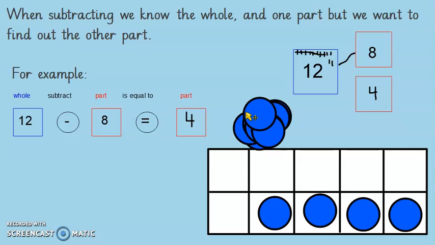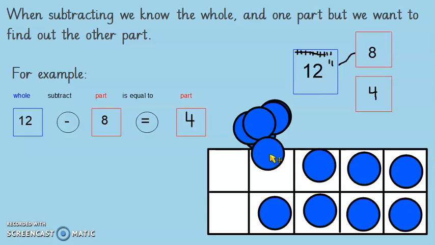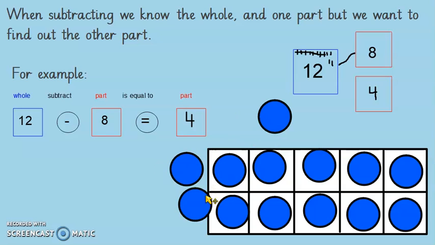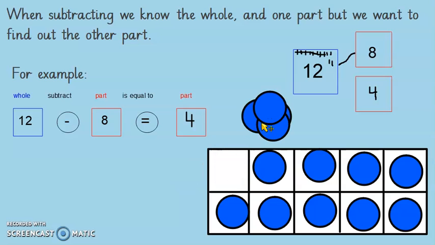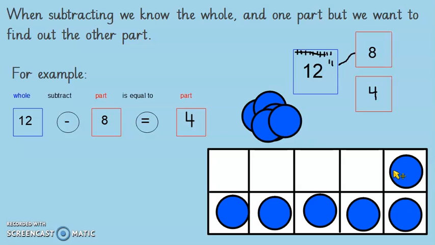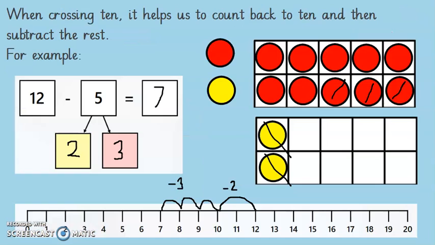and that meant that I was left with 4. I could have also done this practically using maths objects. So for example, I'll use counters. My whole is 12. I take away 8. And I am left with 4. That means that 12 subtract 8 is equal to 4. And showing that in a part-whole model, the whole is 12, the parts are 8 and 4.